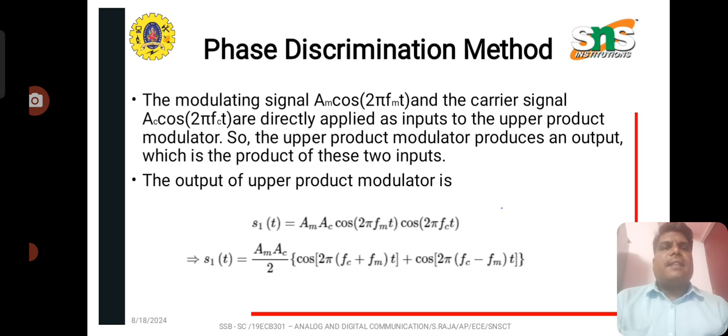Thus, the modulating signal Am cos 2πfmt and the carrier signal Ac cos 2πfct are directly applied to the inputs of the product modulator. So, the upper product modulator produces an output which is the product of these two inputs, that is AmAc cos 2πfmt into cos 2πfct.